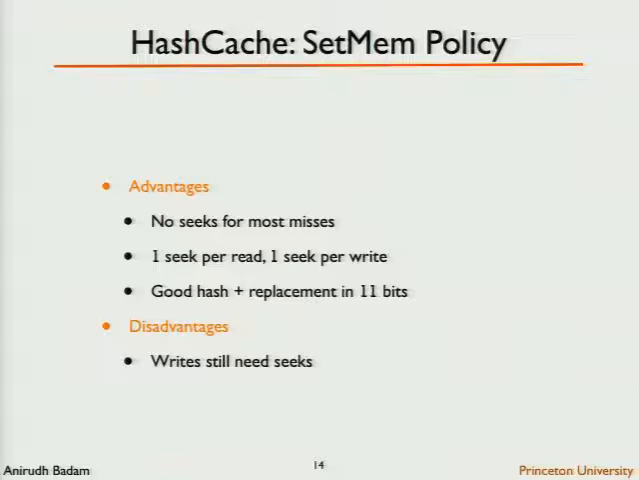The advantages of this are that there are no seeks for most misses. Most misses can be answered using the low false positive hash value that you have. If the hash does not exist in memory, you need not go to the disk. It is optimized for one seek per read, which are hits, and one seek per write, which is essentially: you take a miss, go fetch the content from the network, and you want to cache that object right now, and that's a write in your cache. And it's a good hash and replacement policy in just 11 bits.